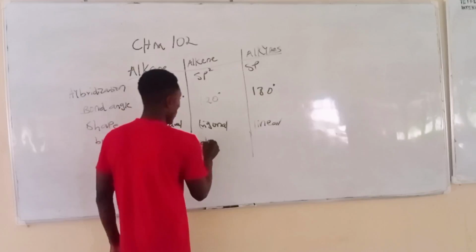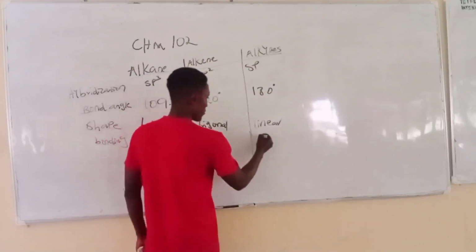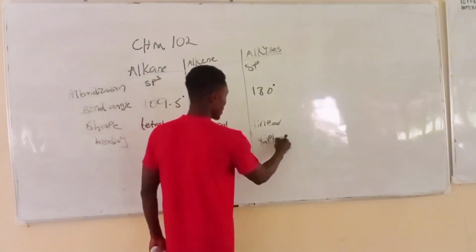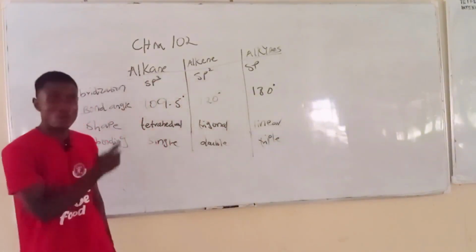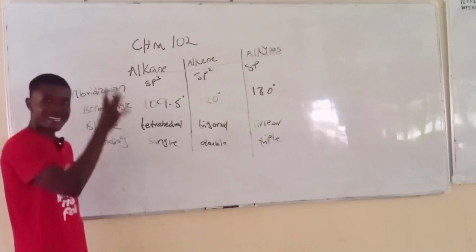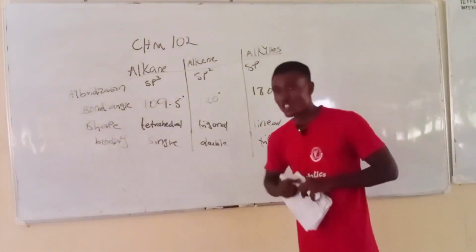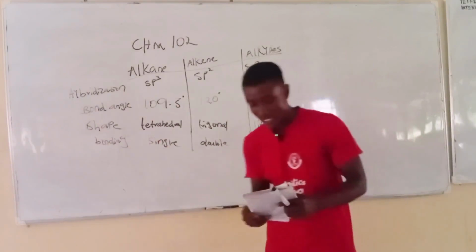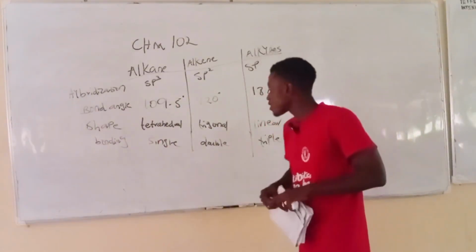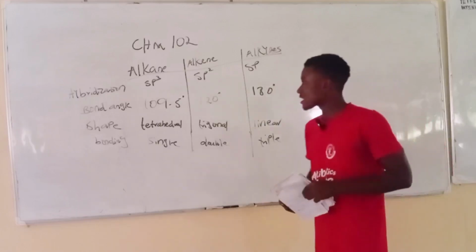Here we have the double bond, and here we have triple bonding. It is very, very important you take note of all this. These are the various characteristics. Getting these characteristics will automatically teach you, the moment you experience it, to know which of these is an alkane, an alkene, and an alkyne.